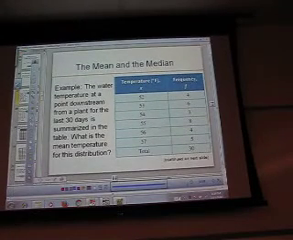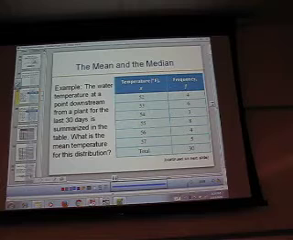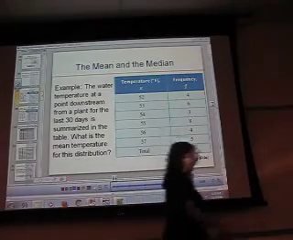Moving right along. This is the part where it gets a little bit more novel, a little bit different. How about Angelo? Go ahead and read. Mean and median. Example, the water temperature at a point downstream from the plant for the last 30 days is summarized in the table. What is the mean temperature for this distribution? Great. So, this is a frequency distribution. We've seen it before, right? Like the last exam, for example.